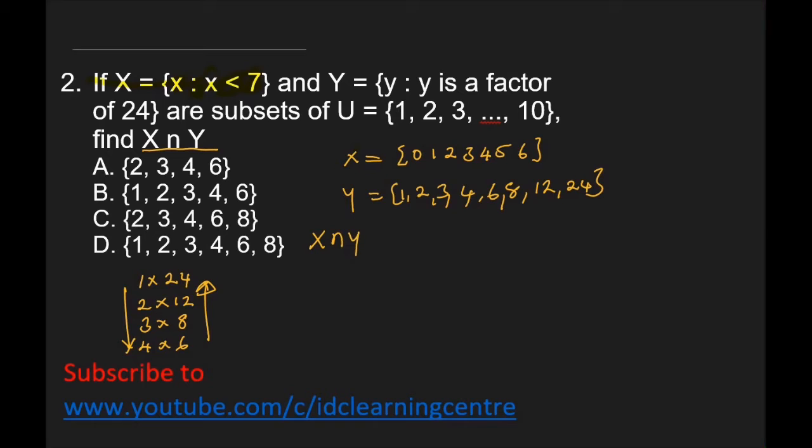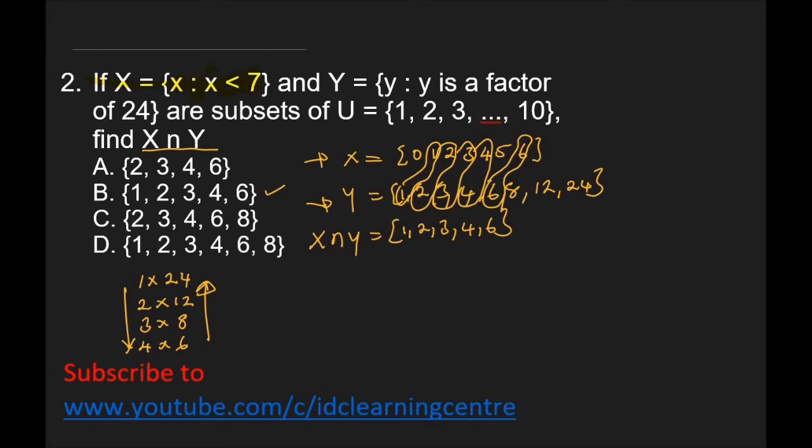And x intersection y is a set of numbers that are in set x and set y at the same time. For example, 1 is one of them, 2 is one of them, 3 is one of them, 4 is one of them, and 6 is one of them. So x intersection y would now be 1, 2, 3, 4, and 6. And this is the correct answer to the question.